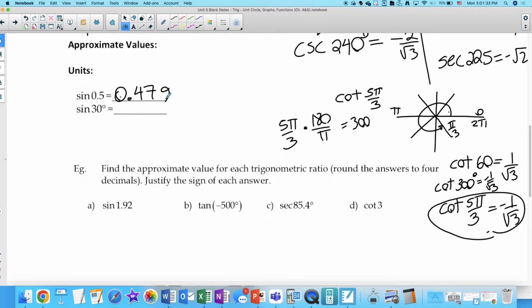Okay, 1 radian is about 57 degrees, so 0.5 radians is like 28 or 29 degrees, roughly. That's the sine of that angle. 28 or 29 degrees is not some special angle. The sine of 30, however, we can get an exact value for. Here's the 30, 60 triangle with sides 2, 1, root 3. The sine of 30 is 1/2. Okay, this is exact. This is approximate.